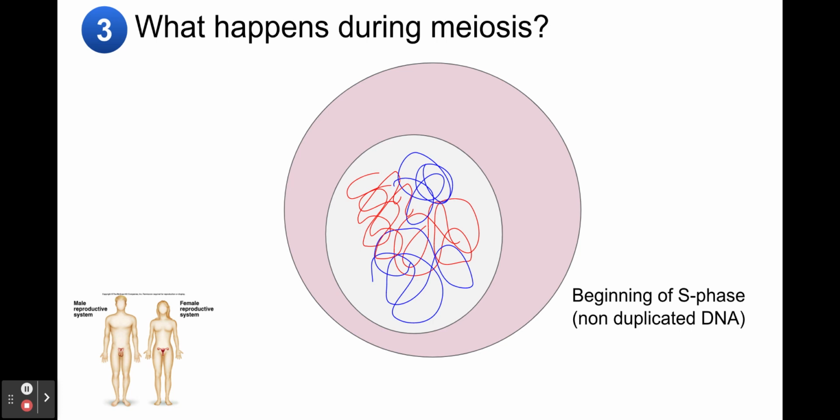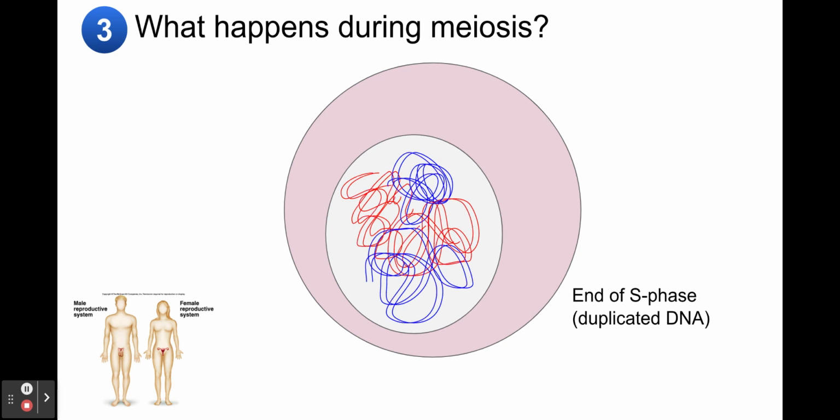And just like in mitosis, we're actually going to start thinking about meiosis before cell division, way back in S phase. I'm starting with a cell in S phase. This is the beginning of S phase, and I know that because it has non-duplicated DNA. There's just one copy of each chromosome. By the end of S phase, I'll have gone through DNA replication, and I will have 2 sets of DNA. I'm now at the end of S phase with my duplicated DNA.